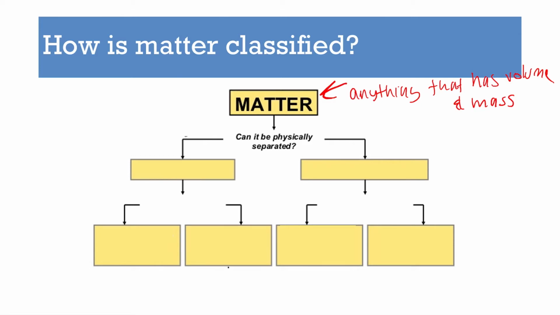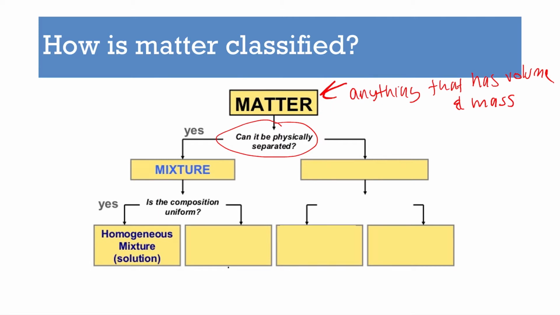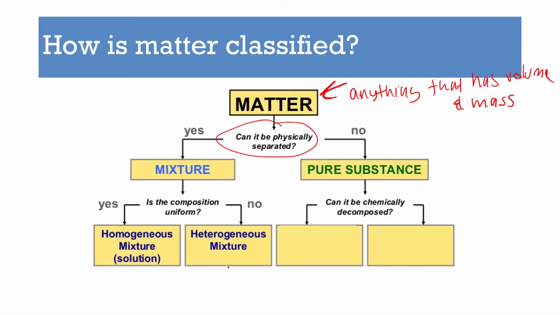So then once we know that it has both of those things, the next question we ask ourselves, well, can it be separated physically? And we're going to spend a whole other video going over how to separate stuff. And if the answer is yes, that is a mixture. And then we can talk about what kind of mixture it is. If it's uniform, we call it homogeneous. If it's not uniform, we call it heterogeneous. And then if we backtrack and go, if we can't separate it, we call that a pure substance. We can't separate it physically.